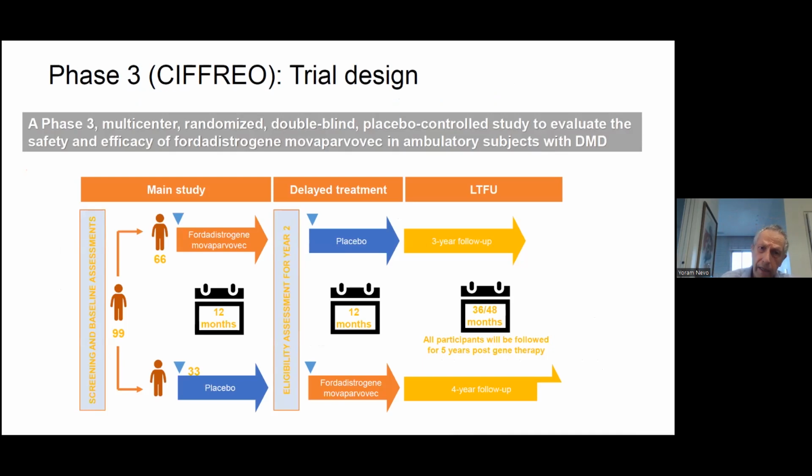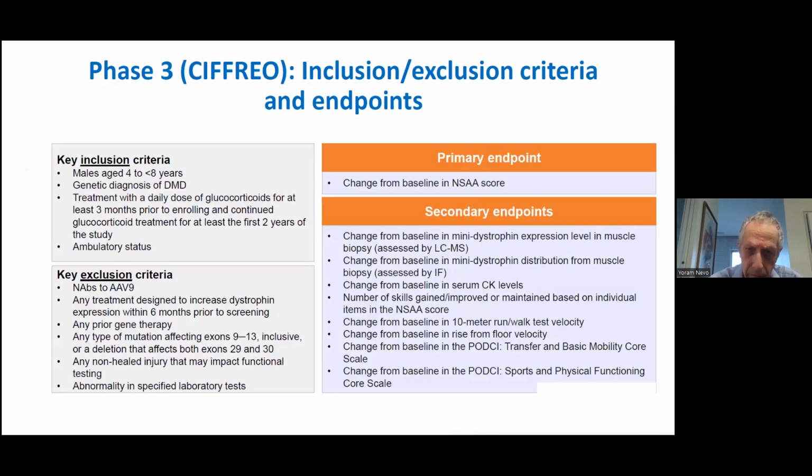Therefore, Pfizer went to a phase 3 trial study. Again, 2/3 of the patients in this case will get the treatment in the first year, and 1/3 will get it after 1 year. Next slide. This is a double-blind controlled study. The primary outcome endpoint will be the North Star, so the clinical outcome. Next slide.